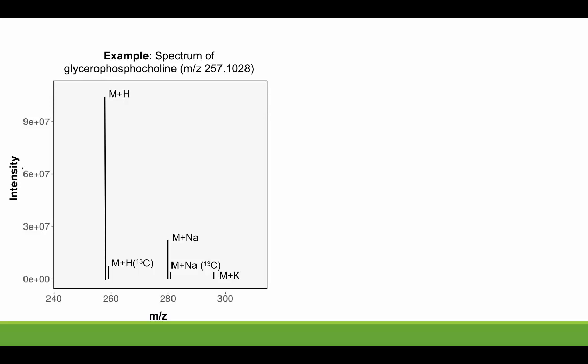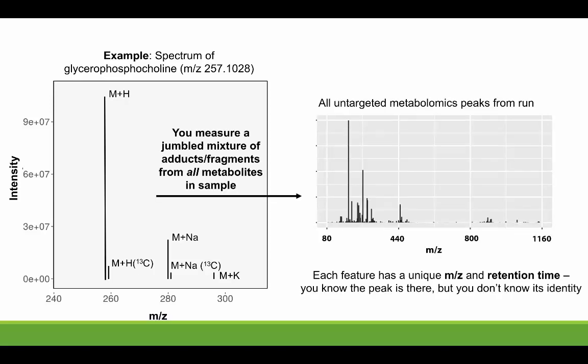In this example, cholesterol-phosphocholine is represented in the data set not by one peak, but by 5 peaks that correspond to 3 different adducts that are formed, plus the isotopes of these. What's complicated is that when you have an LC-MS untargeted metabolomics dataset, what you're getting is just a jumbled mixture of all of the adducts and fragments and isotopes that are present from all of the metabolites that are in your sample.